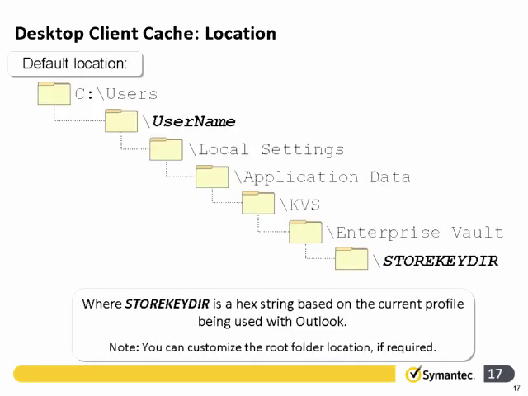Now these physical .db files are located in a location under the Vault Store installation file for the particular profile that you're logged in as, and there will be a folder called Store Key Directory, which is unique to your particular profile in Outlook. You can change the root directory structure using the desktop policies.